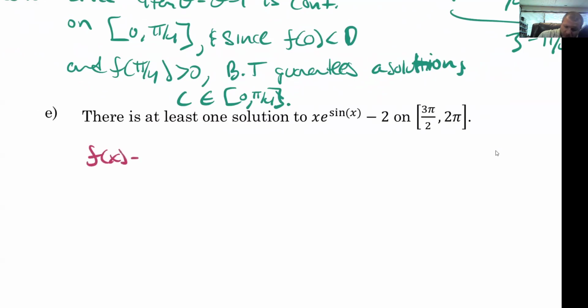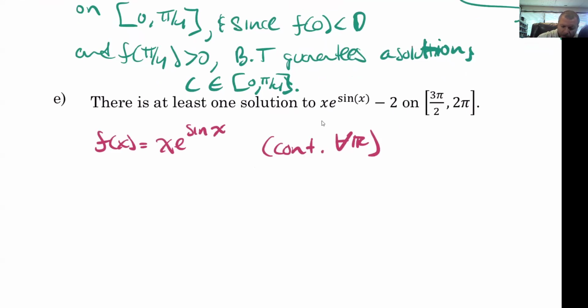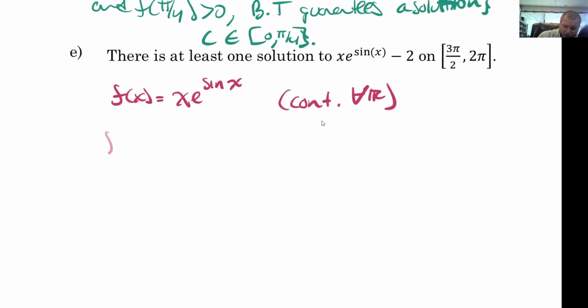So our function here would be x e to the sine of x, which is going to be continuous for all real numbers. Sine is continuous for all real numbers, so there are no discontinuities there. e to any number, e to x, is continuous for all real numbers. So this e to the sine of x is always going to be continuous, and x is obviously a continuous function as well.